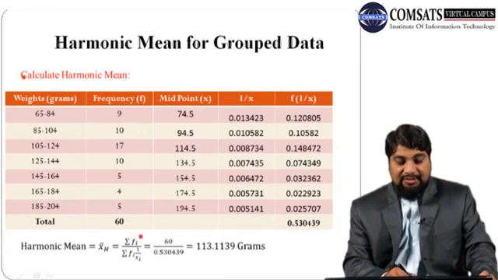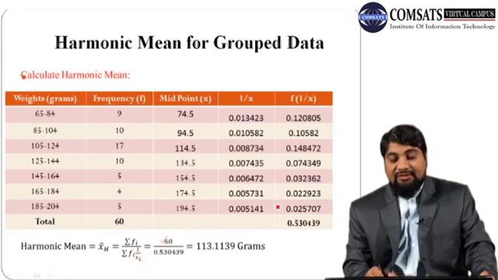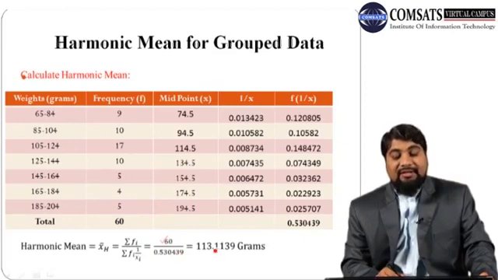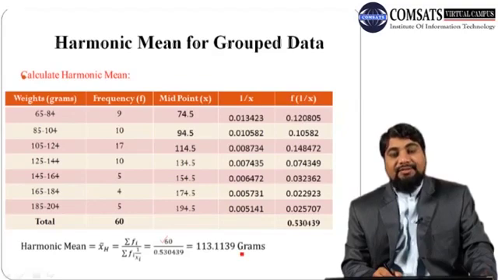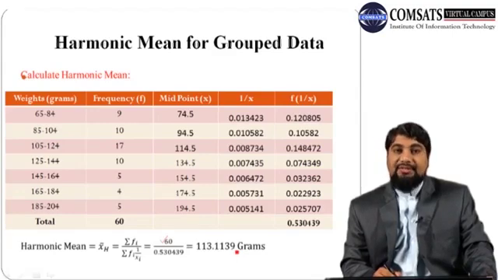So calculate harmonic mean. Instead of summation fi, write 60 here. Instead of summation fi 1 over xi, write 0.530439 in the denominator. Dividing these two numbers, we get 113.1139 grams, because gram is the unit which is provided in the question. So the average weight is 113.1139 grams, or harmonic mean in the case of this grouped data is 113.1139 grams. So this is how to calculate harmonic mean for the grouped data.